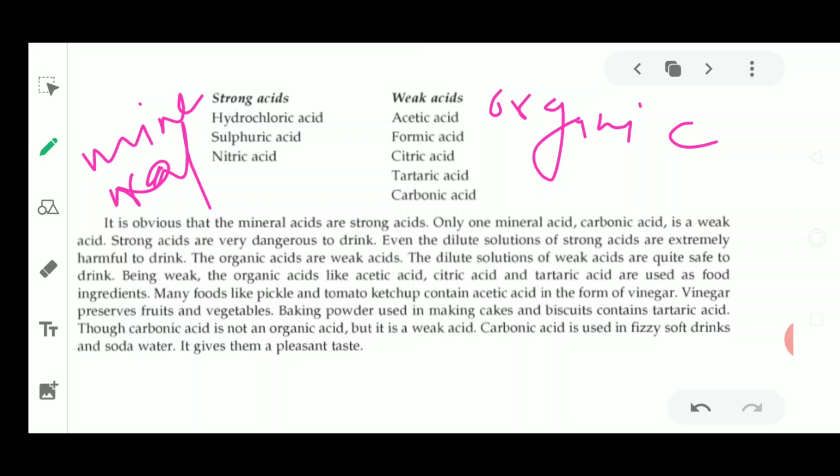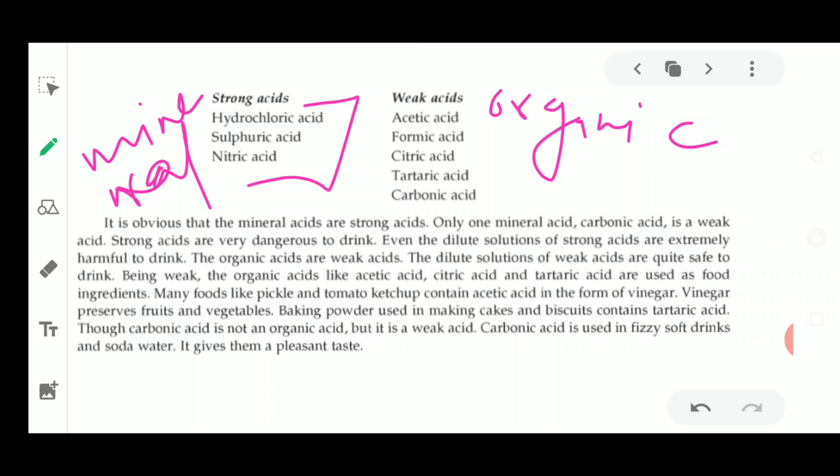Even the dilute acids of strong acids are extremely harmful to drink. So you cannot drink these acids. These are strong in nature, which are hydrochloric acid, sulfuric acid, nitric acid and carbonic acid also. Such acids are very dangerous to drink, even when diluted.